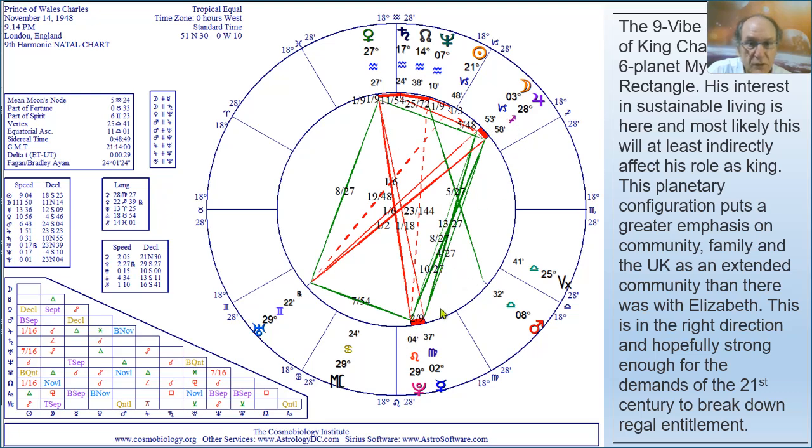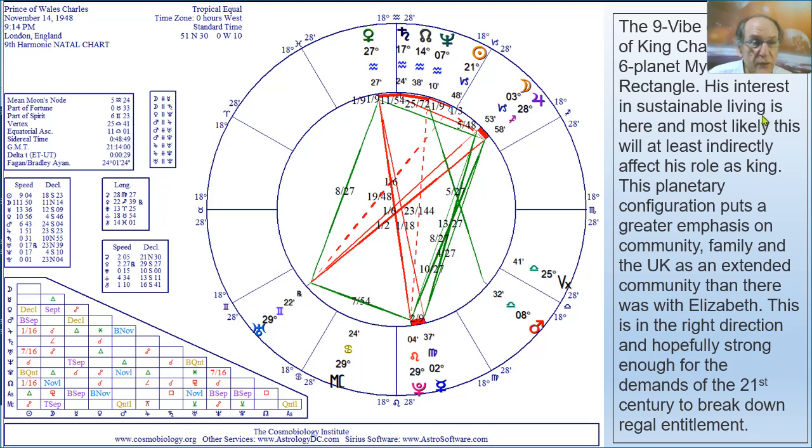There are 1, 2, 3, 4, 5, 6 planets involved. And most of the aspects are in orb. The Moon sextile Venus is out of orb. It looks like the Uranus sextile Mercury is out of orb. 2 of the sextiles are out of orb. All the other aspects are within orb. So it's a pretty tight configuration of 6 planets.